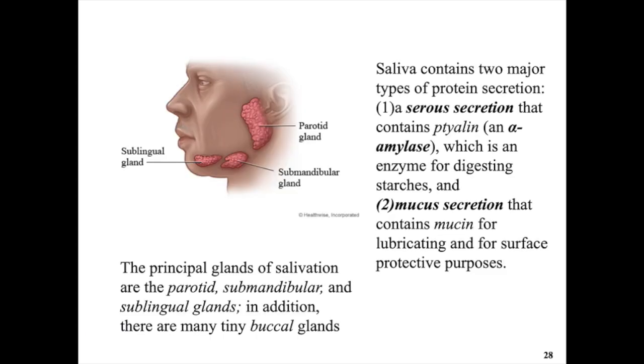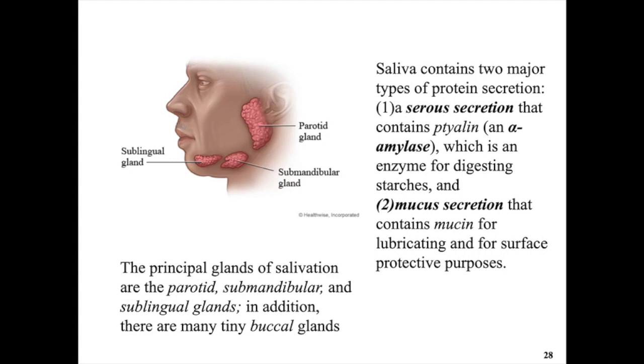The salivary glands are located in the mouth. Let's review a little bit of anatomy. You have the parotid gland, the submandibular, and the sublingual gland. Those are the major salivary glands, but there are minor ones as well. There's a lot more I could speak about, but we normally consider two types of secretion in the salivary glands.